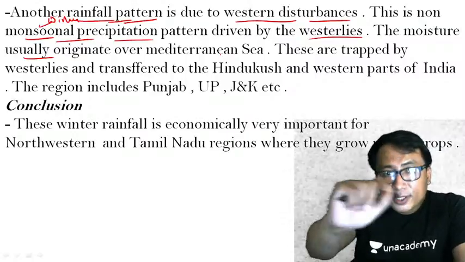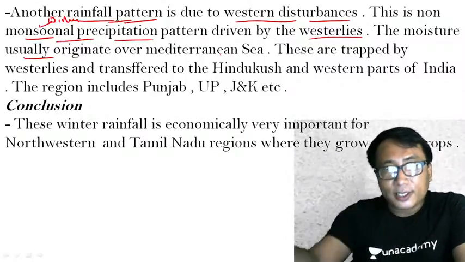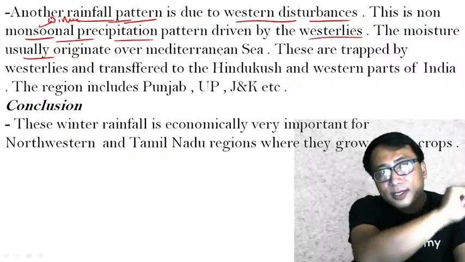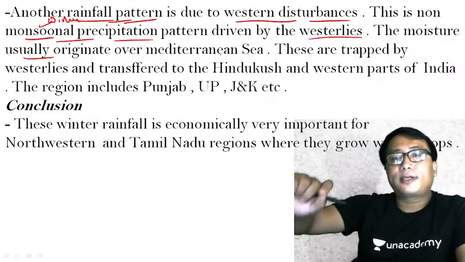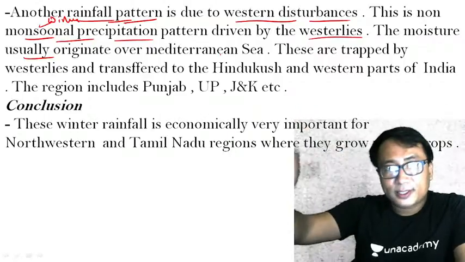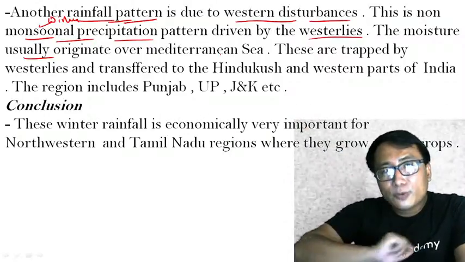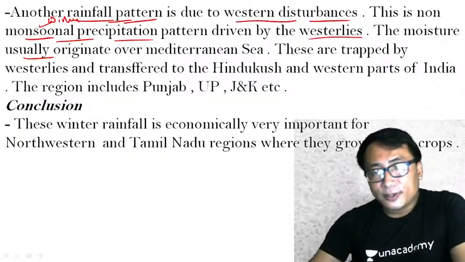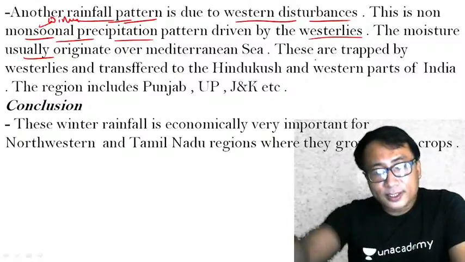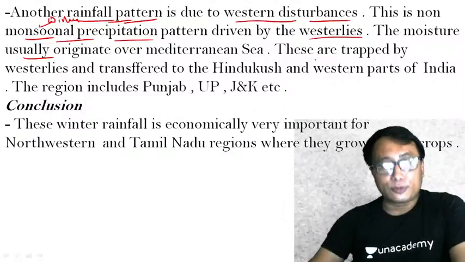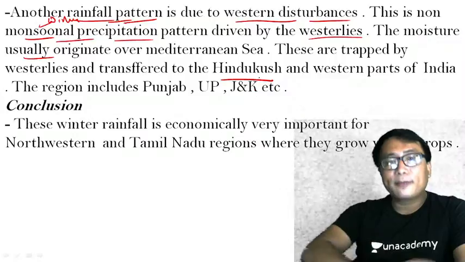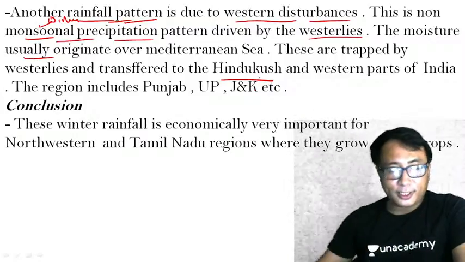Right from its origination in the Mediterranean Sea, and how it has been carried from that region to the Indian subcontinent by the westerlies, and how this particular wind captures the moisture, and how it has reached India through which route, through the route of the Hindu Kush. So I am giving a complete explanation.